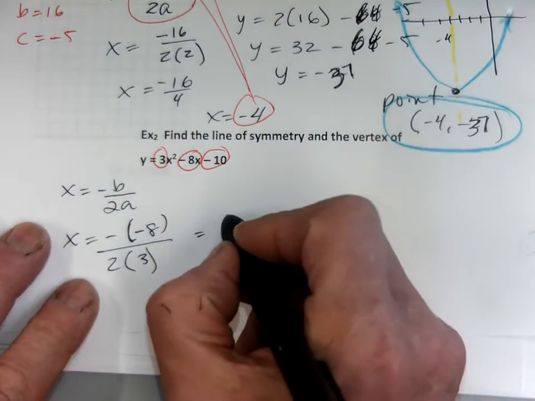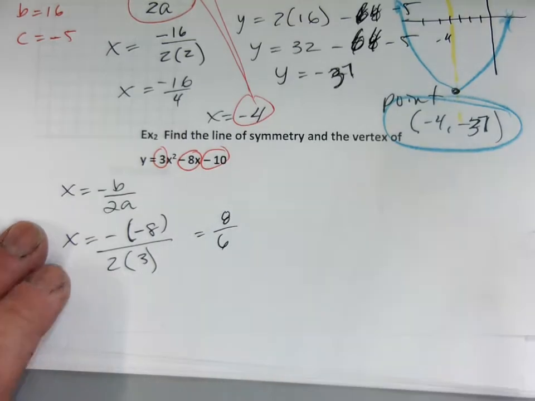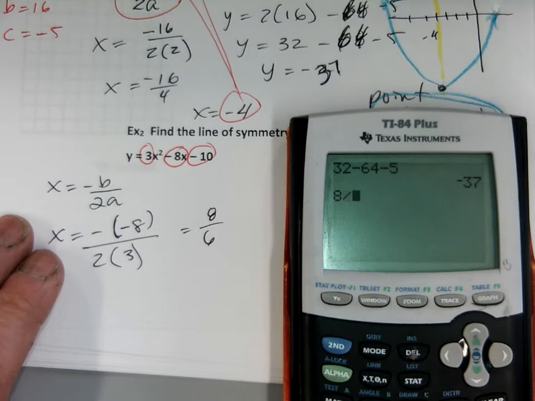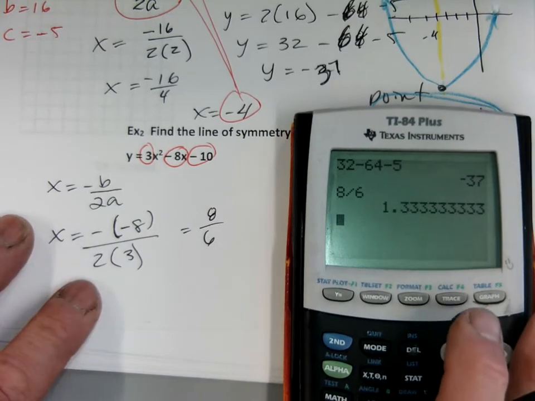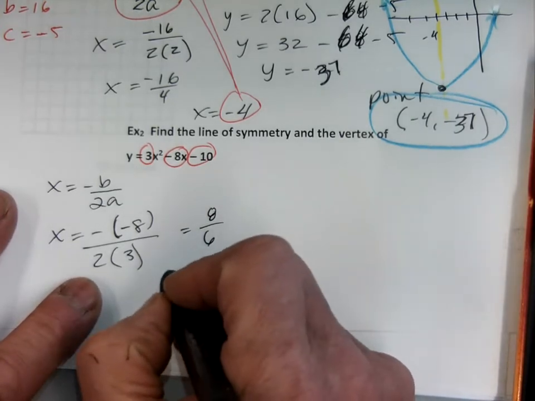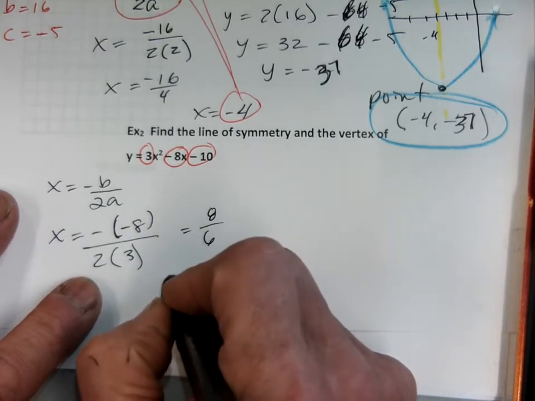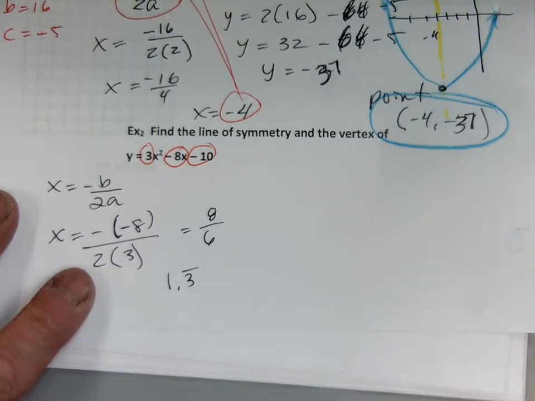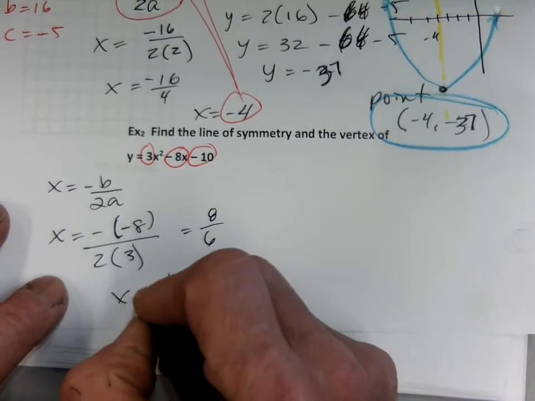So then I've got positive 8 over 6. Ugh, decimal. That's okay. I can handle it. 8 divided by 6 is 1 1/3, or 1.3 repeating. Okay. That's my line of symmetry.